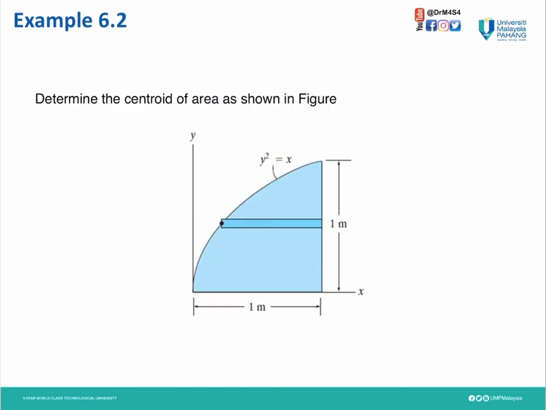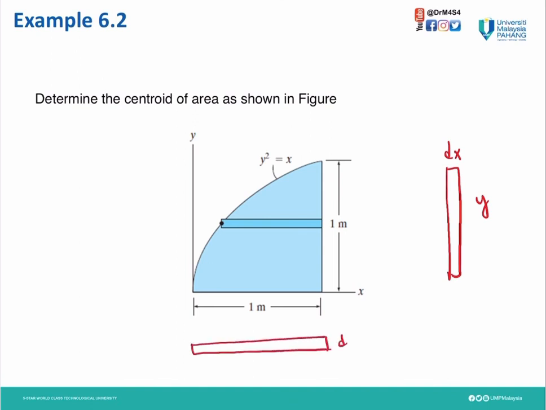So next, you can try to do example 6.2. Previously, we sliced it vertically for our element, so we have dx and the height is y. Now we have to slice it horizontally. So we are going to have dy and we have x. So try this example by yourself, and the guided answer for this one is given in your notes.